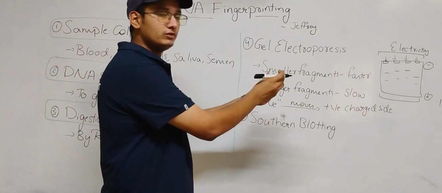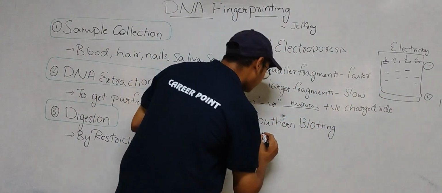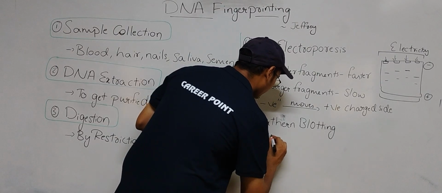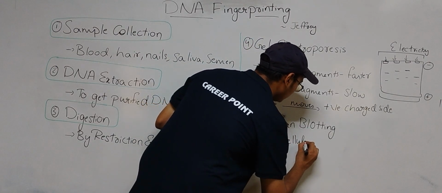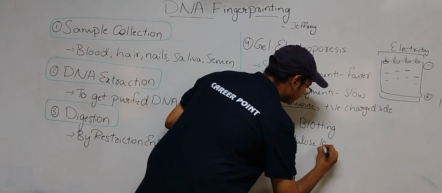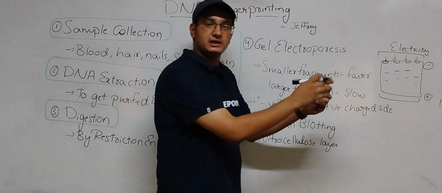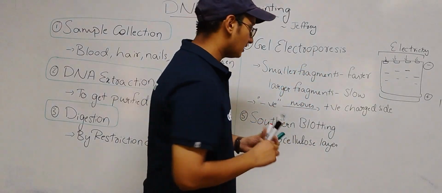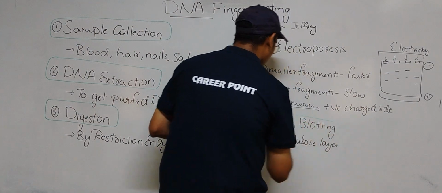Now we will carefully take this gel and transfer it into a nitrocellulose layer, and this technique is known as Southern blotting.